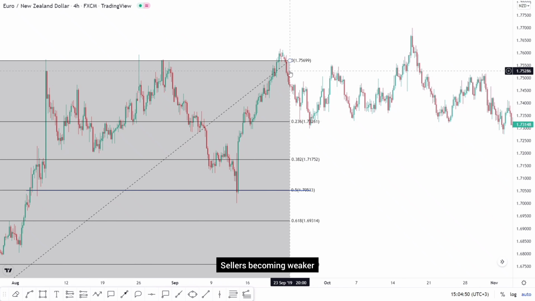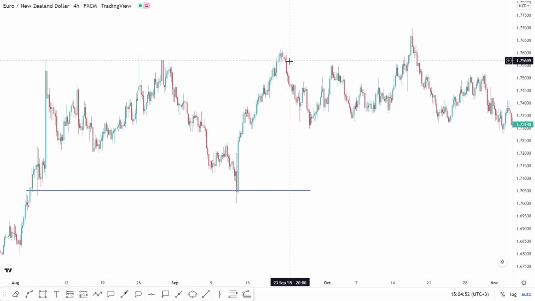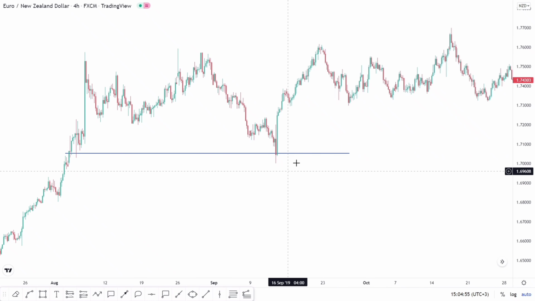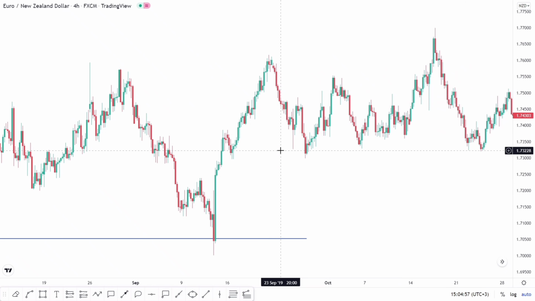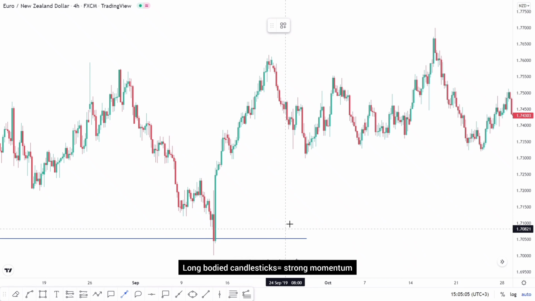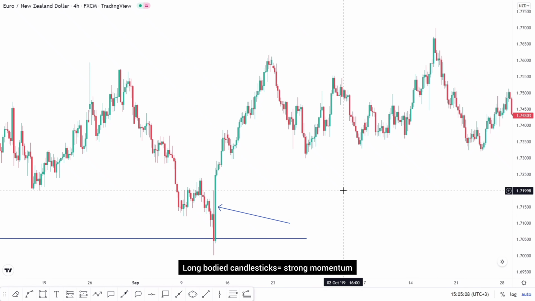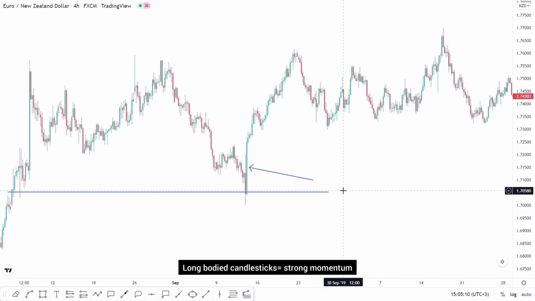Then guess what happens next? Let me just remove the tool because this is the 0.5 level. What happens next is we find a very long candlestick. Let me just mark it so that you can see. We get a very long candlestick, and long candlesticks signify that we have strong momentum.